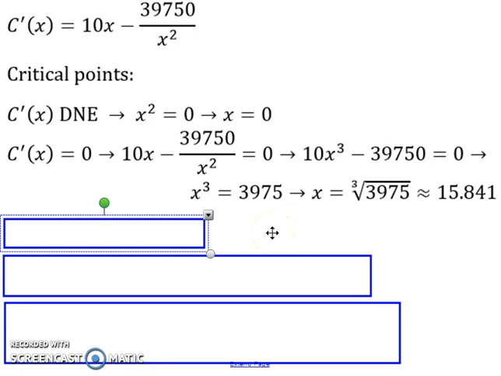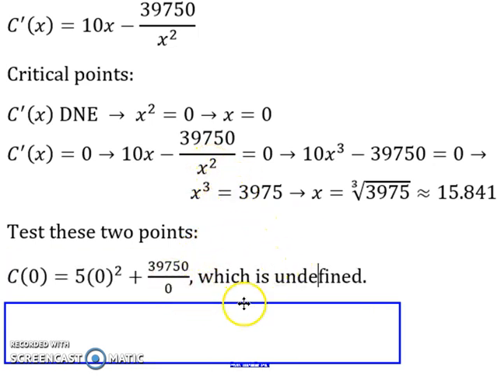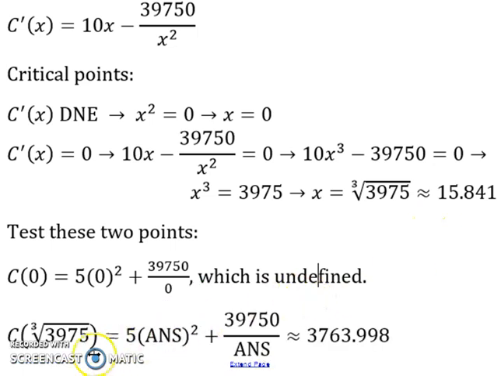Now, I have 2 endpoints that I need to investigate. The first is going to be 0, which, again, we know that it can't be 0, but if I plug it in, I'm going to get something that's undefined. So that's kind of silly. The only critical point that we really have to plug in is the cube root of 3,975.